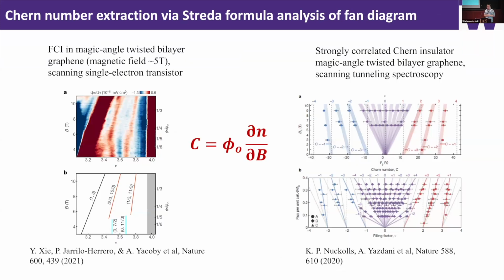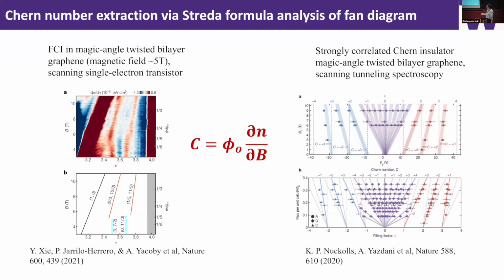Okay, so now I've shown you that we have ferromagnetism in the system, right? This ferromagnetism is coming from the strong interactions. So next we would like to probe the topology of the system. When we first carried out these measurements, we could not do transport because it's difficult to fabricate a high quality device with a good electrical contact. So the technique we use is to measure the Streda formula of the system.